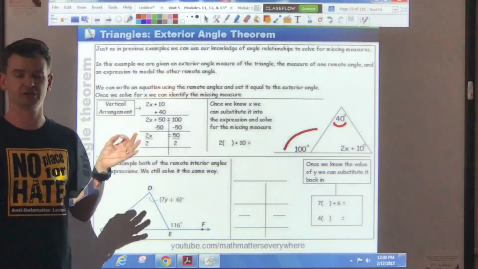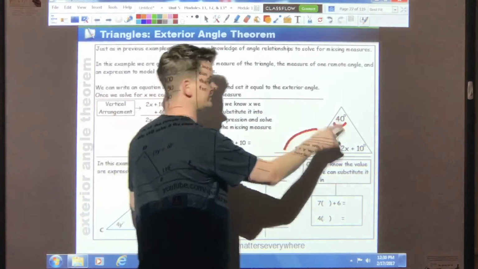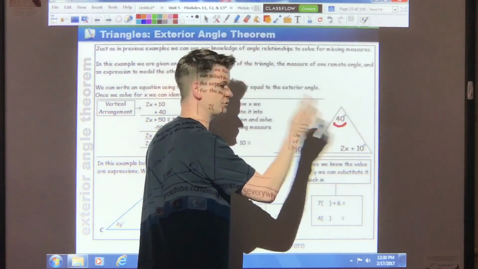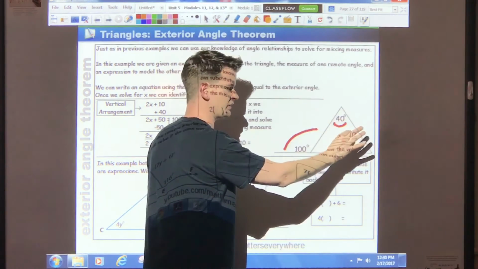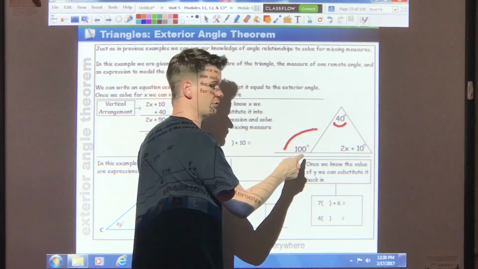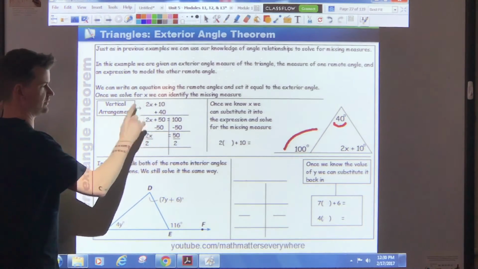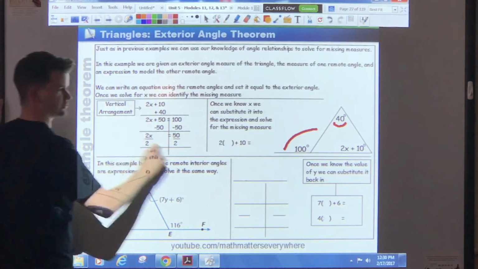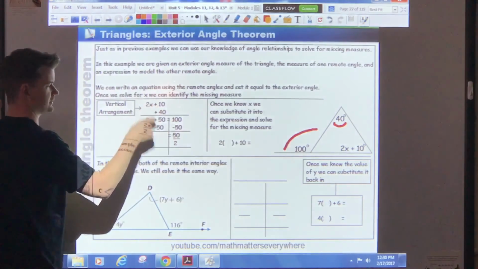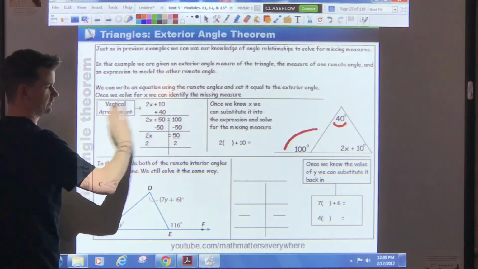100 degrees is correct. Because if we add these two together, they have to, listen to me carefully, if we add these two together, they have to equal what? 100 degrees. Okay, so our equation, still vertical arrangement, 2x, notice there's nothing here, right? Because there was no variable term. So 2x plus 10 over 40, vertical arrangement.